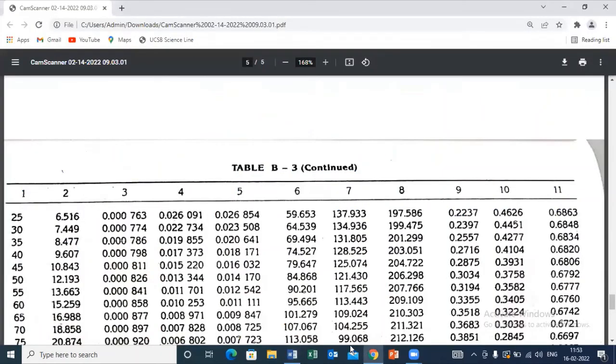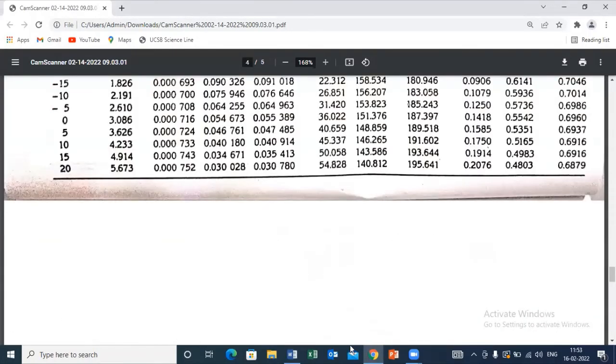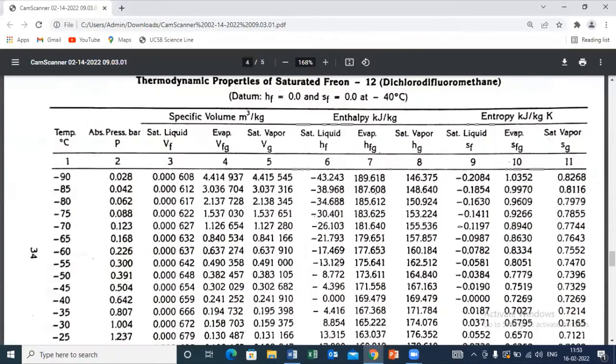Let me go here, 30 degrees. Column number 2 is related to pressure. Column number 6 is related to HF. Column number 7 is HFG. Column number 8 is HG. That is what is given here, on the top, 6, 7, 8. Okay, 6 is HF, 7 is HFG, 8 is HG.